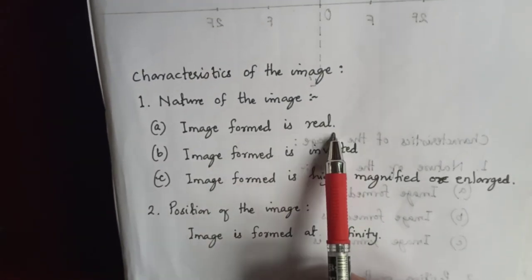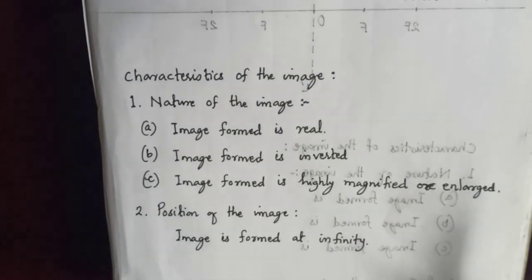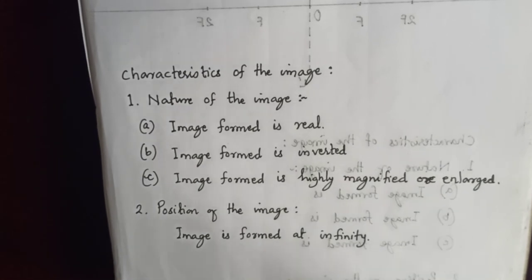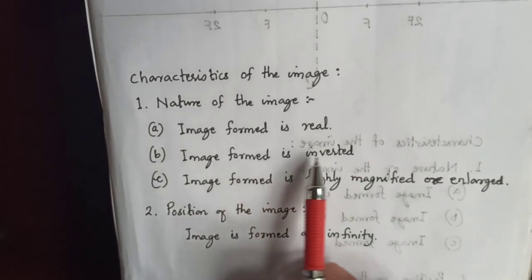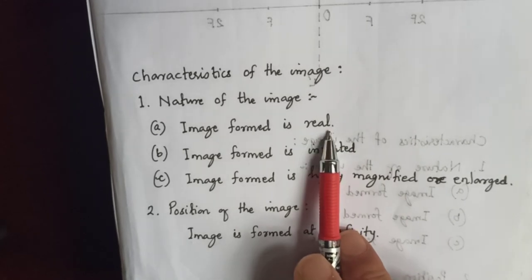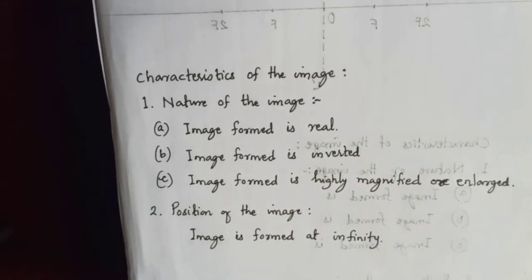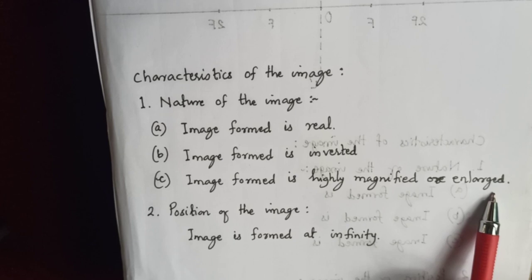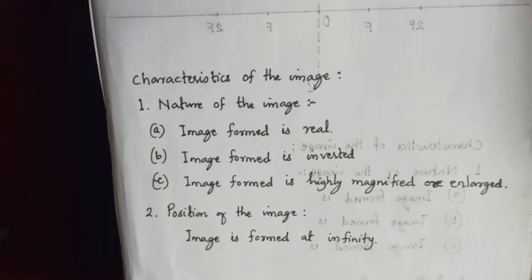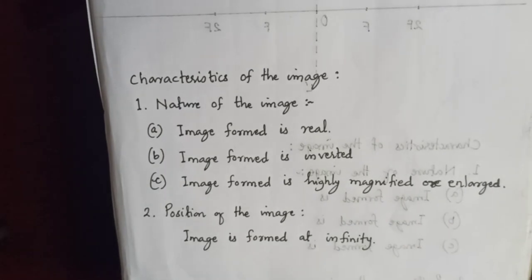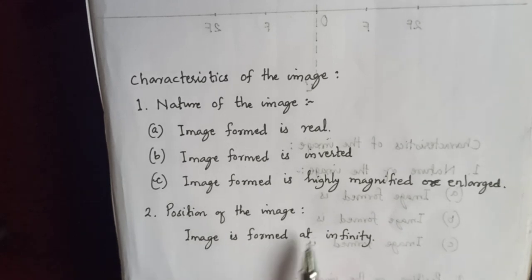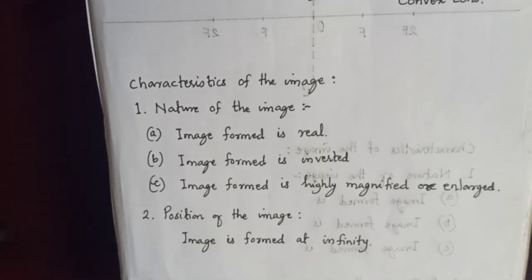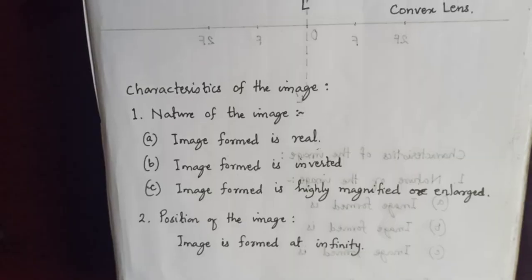So the characteristics of the image in this case will be like this. The image formed is real because these rays of light after refraction, they will meet at infinity. The image formed is inverted because if the image is real, it will be inverted also. And the image formed is highly magnified or enlarged because the image is going to meet at infinity. And the image is formed at infinity. That is the position of the image formed.